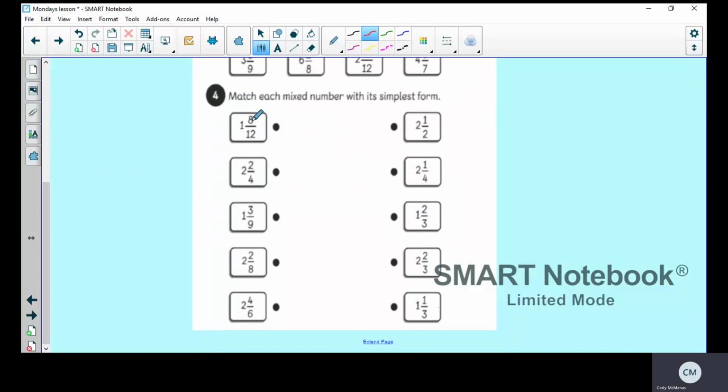So you'd look, what number can 8 and 12 be divided by? So does 1 fit into 8 and 12? Yes, it does. Does 2? Does 3? Does 4? And so on. And then you would work out the simplest form and match it. Is it that one or that one? So remember, the whole number stays the same. And then you're looking for the highest number that can be divided into the numerator and the denominator. And then you work that out.